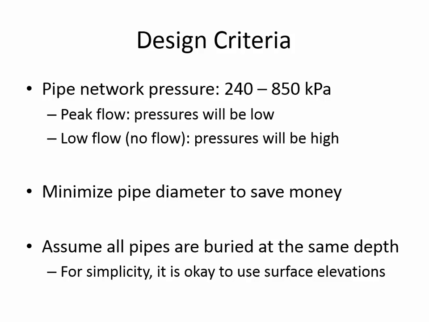Each point in the network, each of the junctions that you're going to be serving, should have the pressure between 240 and 850. So you actually get low pressure when there's lots of demand, because of the reasons I was talking about earlier. You get low pressure at each of the points when there's the highest flow rate and the highest losses.